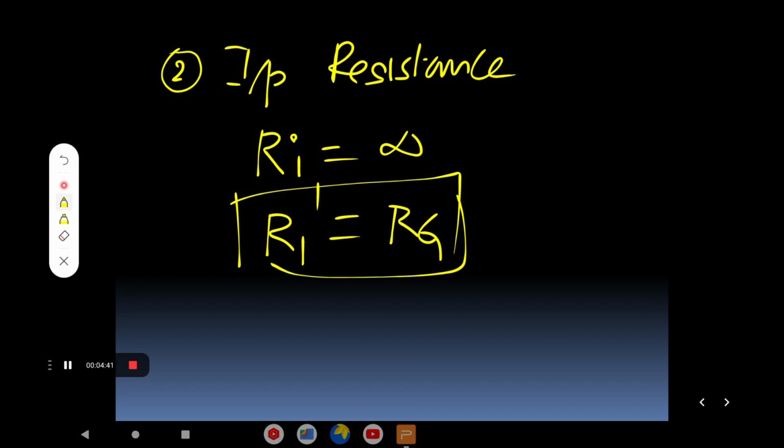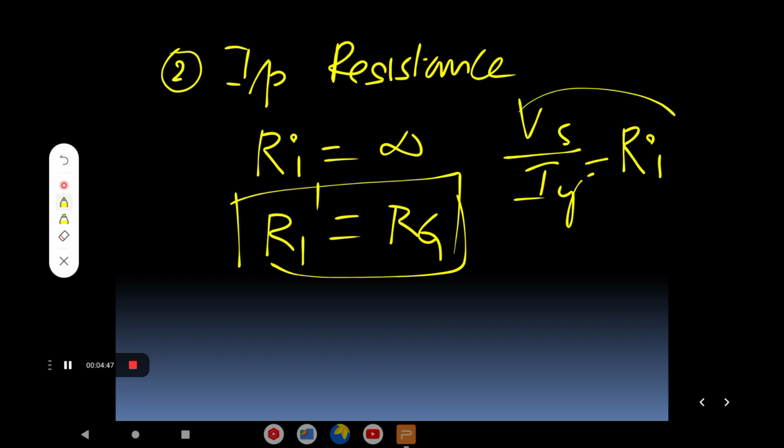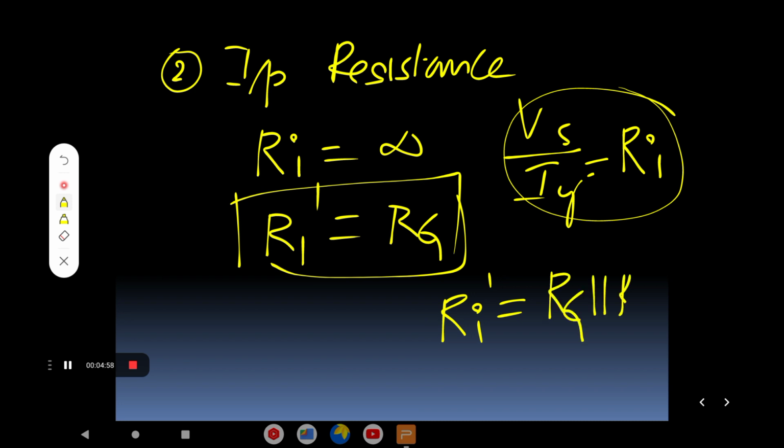That is nothing but input voltage divided by input current, so Vs divided by Ig. Therefore, that is equal to Ri, which is equal to 0. Therefore, Ri dash is indirectly a parallel of Rg connected with input resistance Ri. So there is also one more definition for this one, and this is also one more important problem.